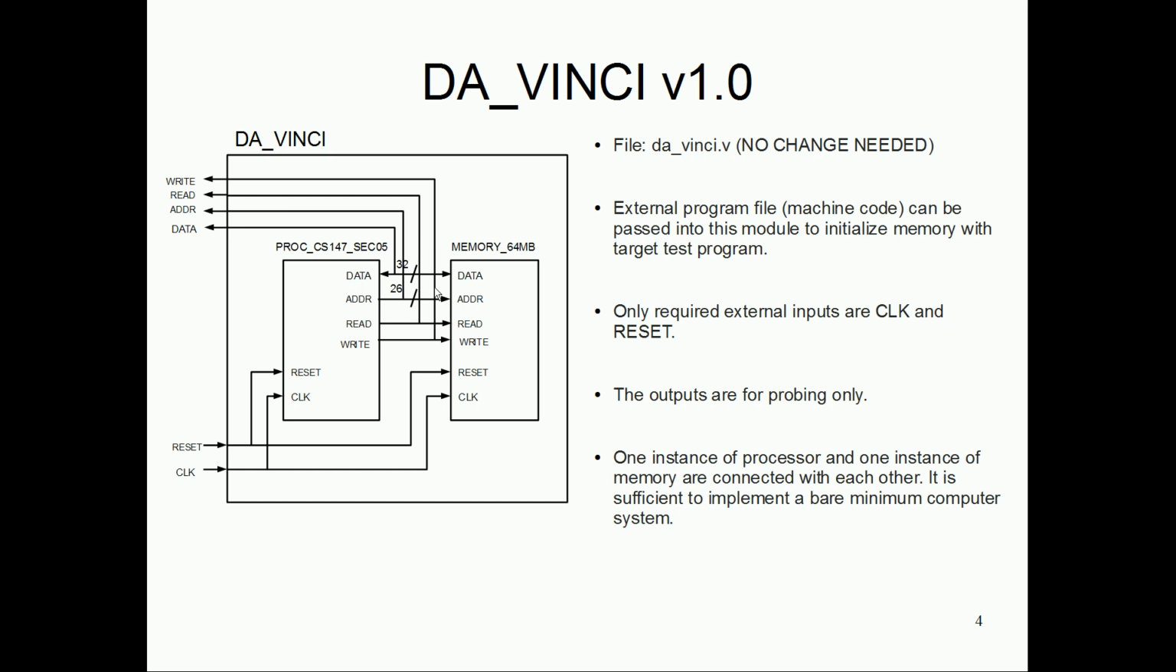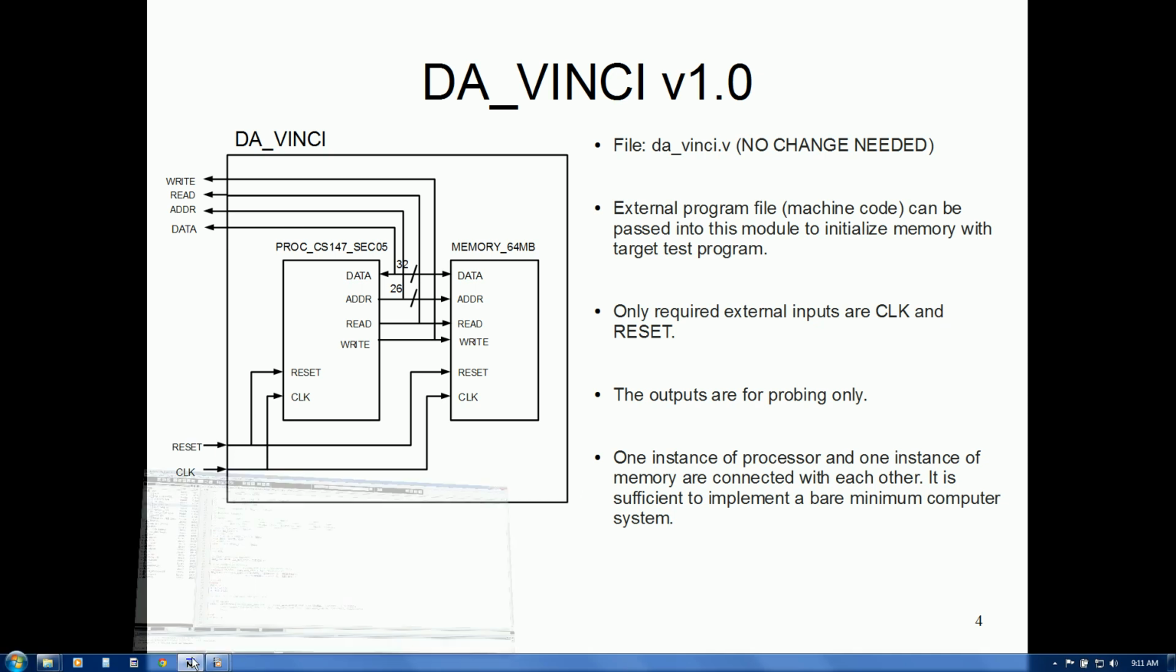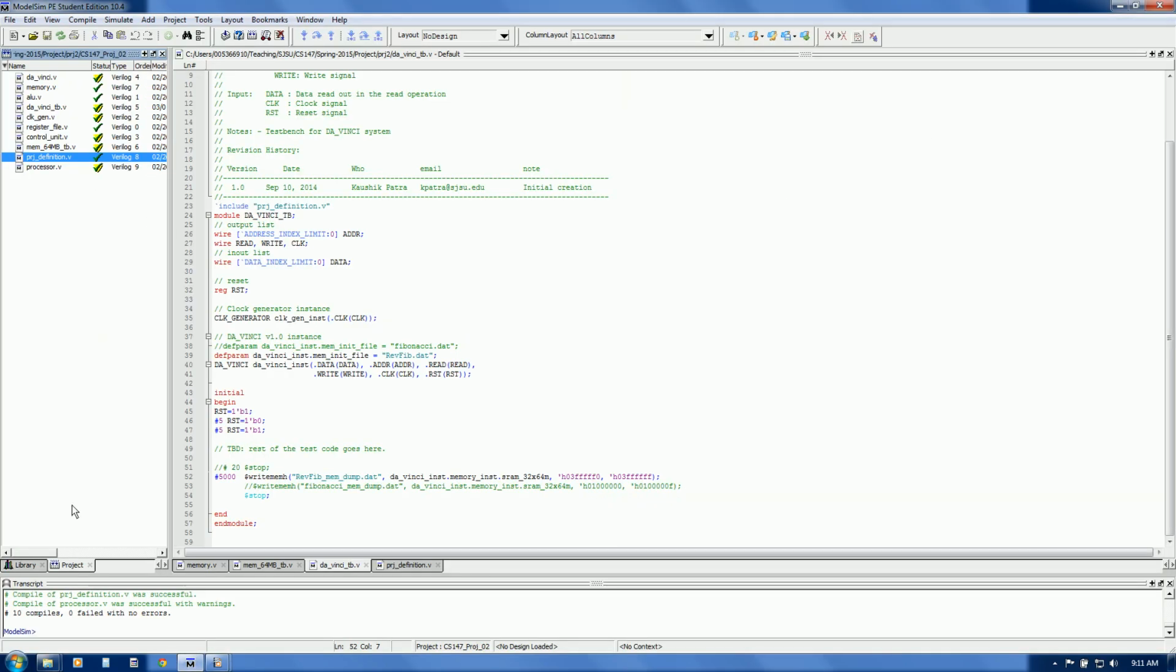This is nothing to do with the functionality, probing them out towards the test bench. And in the test bench, we are just observing the signal in the signal window. All right. So let me show you the code of this DaVinci.v.